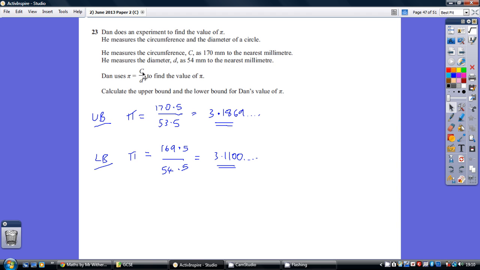So bearing that in mind, c is 170 millimeters to the nearest millimeter. Now that rounds up to, well, 170.49 recurring is really the absolute biggest it could be, but round down to 170. But for the purposes of bound questions, we call this 170.5. Okay, I know that would actually round up to 171, but so be it. We still use 170.5. So that's the biggest c could be.